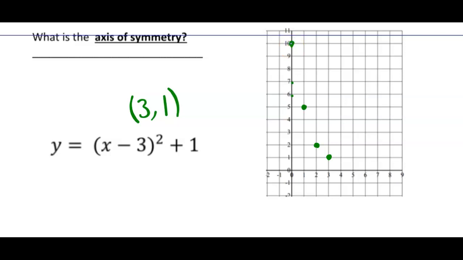So now how do I do the other side? I do the same thing, but I go to the right. Over 1 to the right, up 1, put a dot. 1 to the right, up 3, put a dot. 1 to the right, up 5, put a dot.